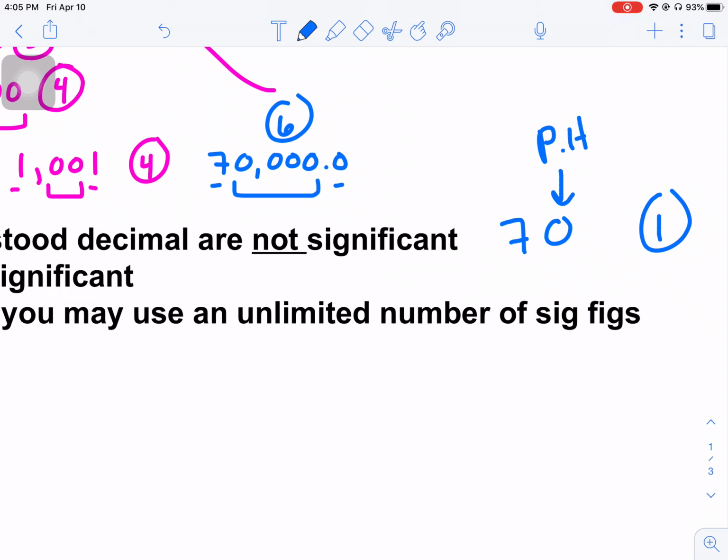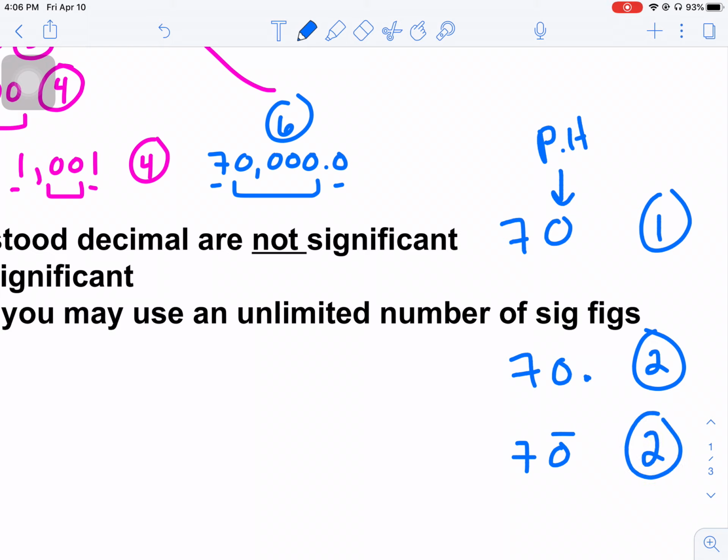But how do I show 70 with two sig figs? I can do that a couple of different ways. I can do 70 with a decimal, and if I write 70 decimal, now that 0 does become significant. Or there's one other strategy. You can put a line over a 0. Now, a line does not mean a repeating decimal. In the case of significant figures, a line means that that is a significant 0. So if I wrote 70 like that, it would be two significant figures.